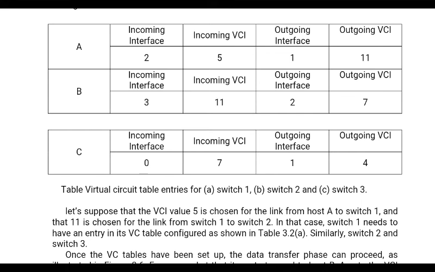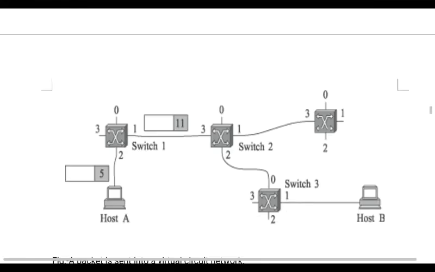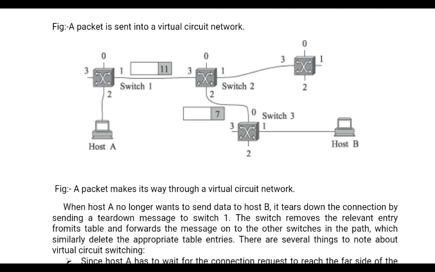Is it clear? So in this way the connection is established and they are going to transfer data. Here the administrator has done this manually. If you wanted to do this automatically, how would it be done? If you wanted to do it automatically, there is a procedure called signaling. You have to establish this connection state by a process called signaling.